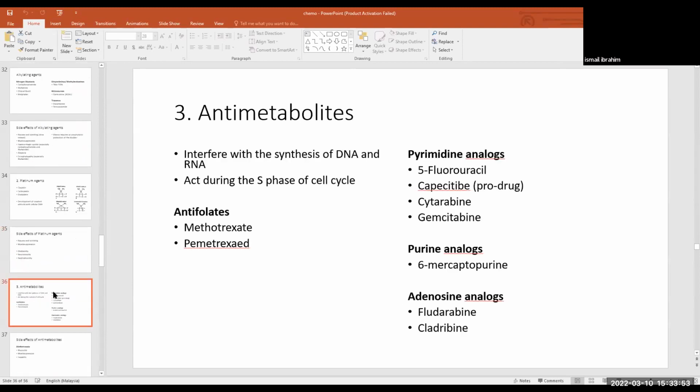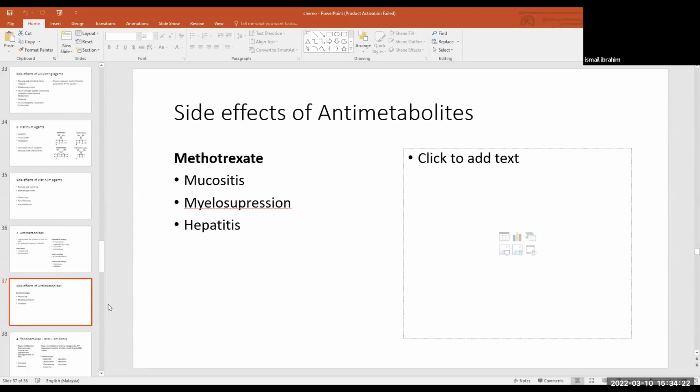Number 3 is antimetabolites. The one that we use a lot is methotrexate, which interferes with synthesis of DNA and RNA. Apart from that, we use 5-fluorouracil in colorectal cancer, and I also use 6-mercaptopurine in ALL, and so on. The list is extensive, and it can be used for different kinds of cancer. The main side effects of antimetabolites are mucositis, myelosuppression, and hepatitis.